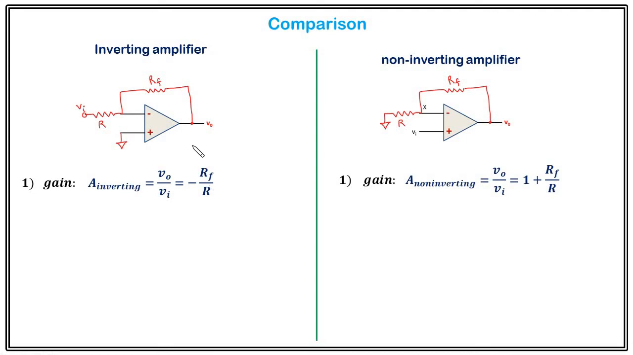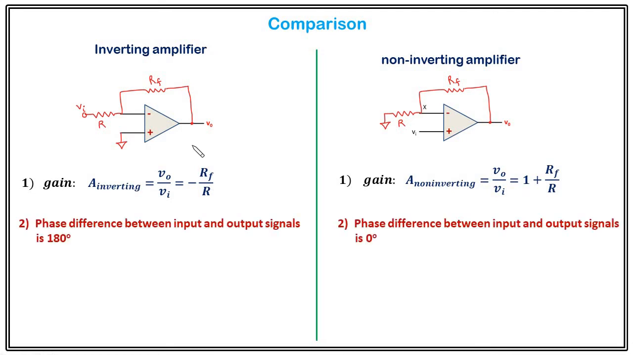We know in the case of inverting amplifier, output voltage is inverted. That is, the phase difference between input and output signals is 180 degrees. Whereas for the non-inverting amplifier, if you apply positive voltage at the input, positive polarity will appear at the output. Therefore, the phase difference between input and output signals is 0 in case of non-inverting amplifier.